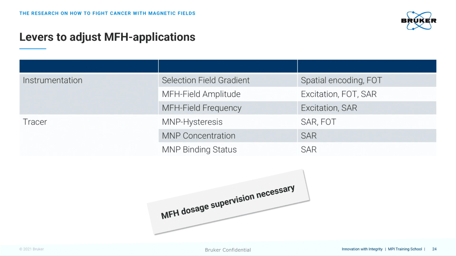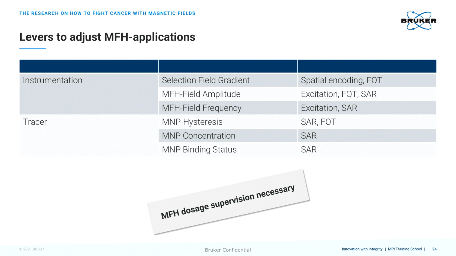And on the tracer side, we need to think of the hysteresis itself. So increasing the magnetic behavior and increasing the area to increase the specific absorption rate, but it also has an effect on the field of therapy, as I have shown in the point spread function.